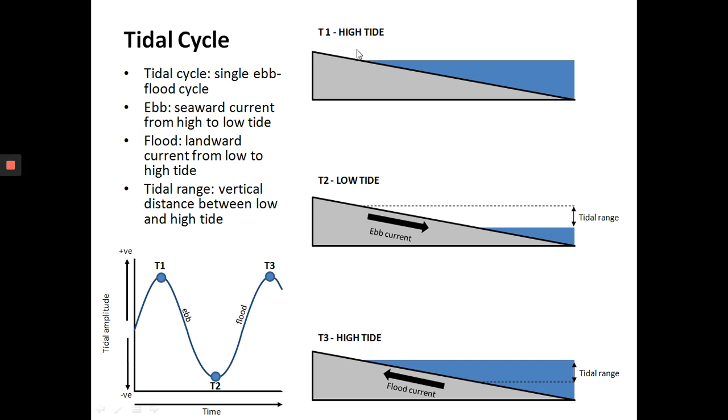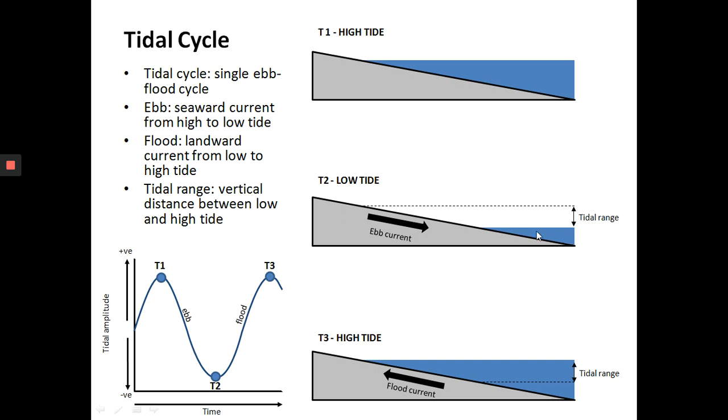So let's say you start with time 1 here. This is time 1 on the wave. This is time 1, the cross section. This is your coast, right? And this is your water. Right? And during time 1, it is high tide. Okay, your water level is up to here. But then you get to time 2 when the water goes down. Right? And this is low tide, right?